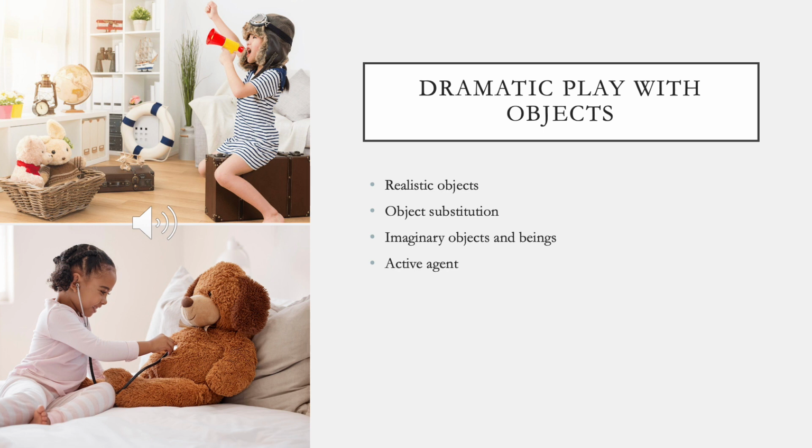And then next, children may also participate in object substitution, where they're using one object to represent another object, but they're not the same object. So thinking about our example of the phone again, instead of using a play phone, a child could instead use a banana or a block as a phone. And then imagery of objects and beings requires children to have more advanced representational skills in order to pretend something or someone is there when they're actually not.